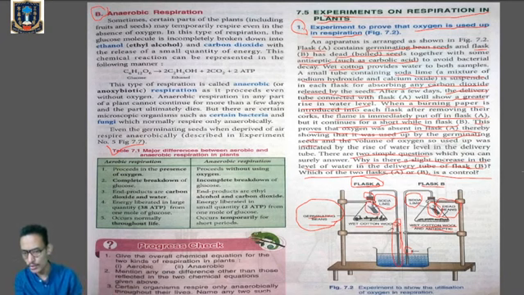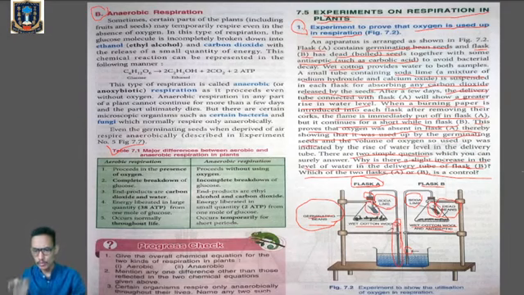Clear? Procedure. We are taking two flasks A and B. In flask A, we are putting the germinating bean seeds. In flask B, we are putting the dead bean seeds. Then in both the flasks, we are putting the wet cotton wool to provide water. But in flask B, we are also putting the carbolic acid. You know the functions. Clear? Then both the flasks are connected with the delivery tube. Leave the apparatus for a few days in normal condition, normal light, normal temperature.